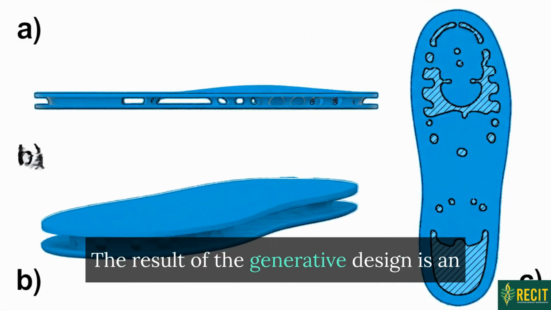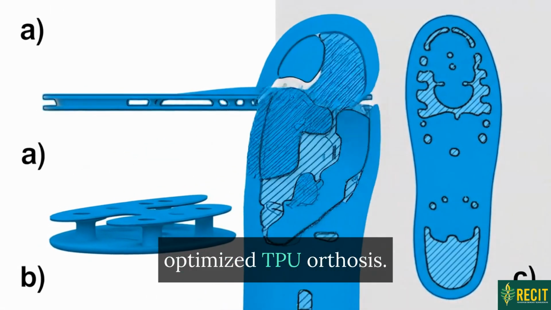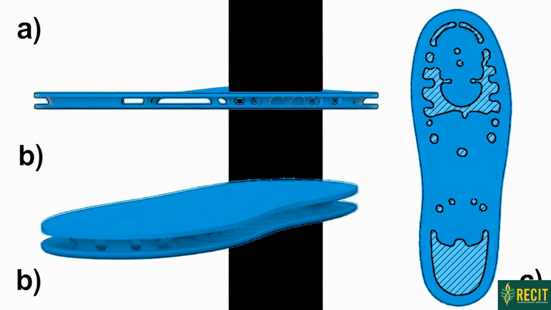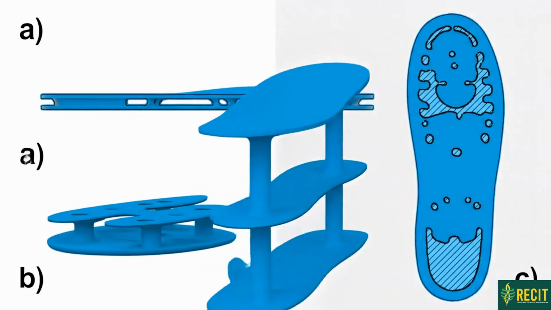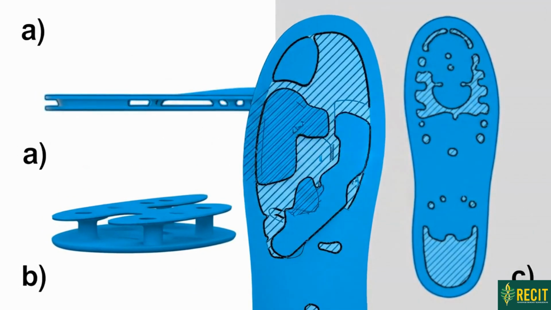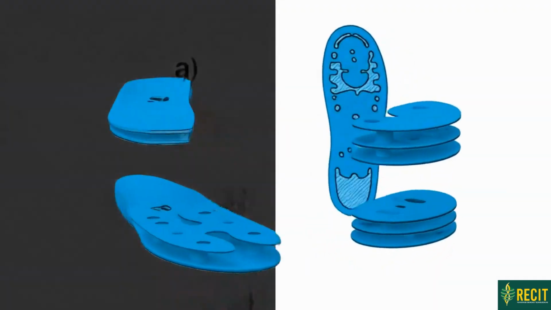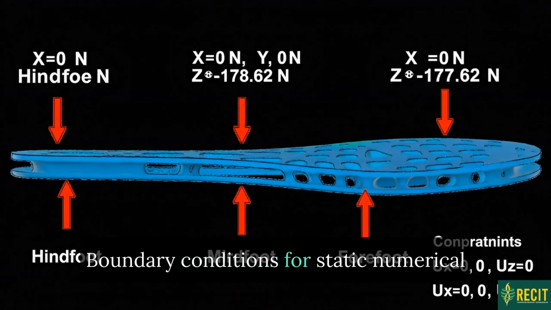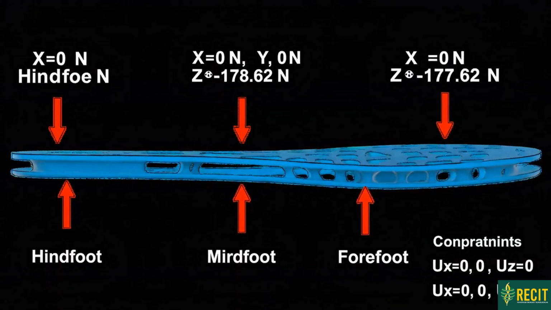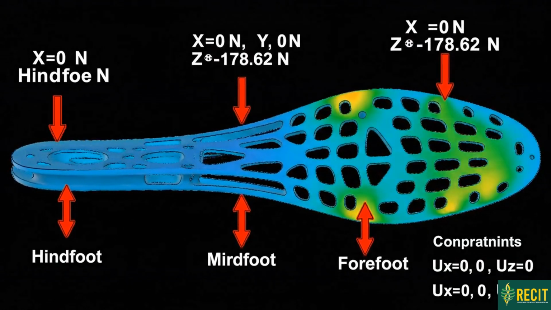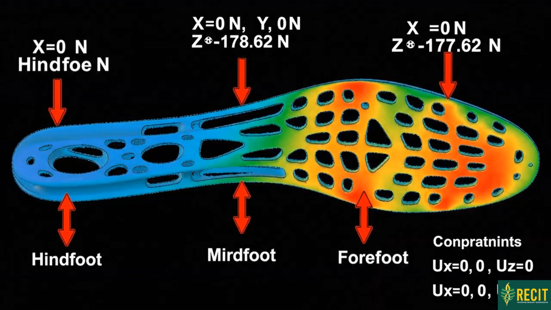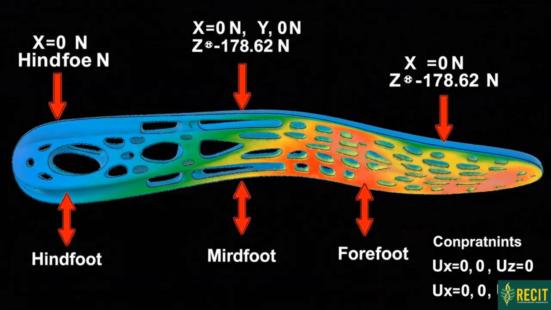The result of the generative design is an optimized TPU orthosis. Internal trabecular structures are observed, focused on guaranteeing the required structural support and stiffness. Boundary conditions for static numerical simulation were defined. Only compressive forces on the z-axis were considered to simulate static standing load.